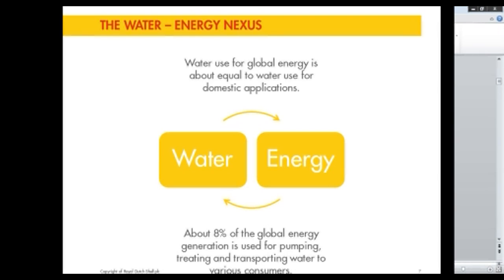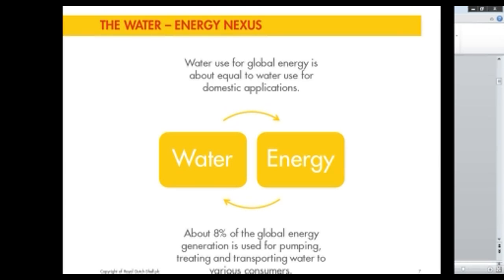Water use for energy is really significant, and you understand the significance by realizing that it's about equal to domestic use. The other way around, energy for water is also significant, about 8%, and this is a recent number from a United Nations report. About 8% of global energy generation is used for pumping, treating, and transporting water to various users. So the water energy nexus is really huge.